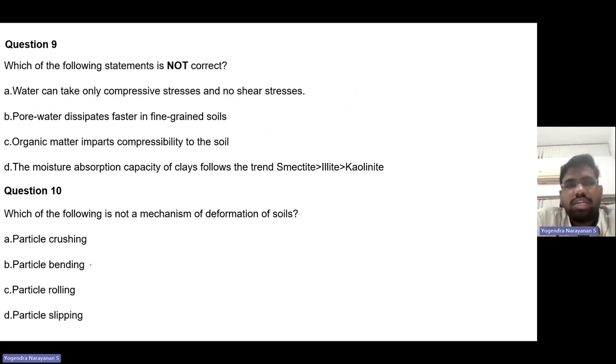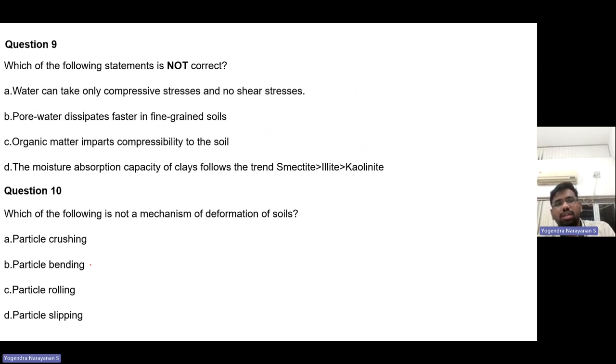Which of the following statements is not correct? First statement: water can take only compressive stresses and no shear stresses. Option B, pore water dissipates faster in fine-grained soils.